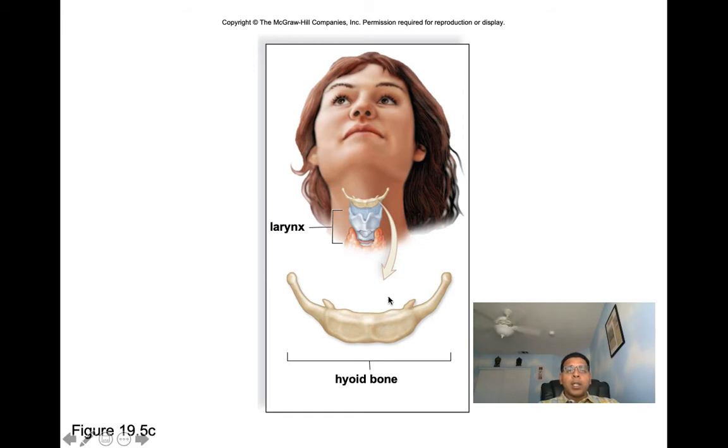So here we can appreciate the hyoid bone. The hyoid bone we said is found on top of the trachea. So we look at it in greater detail. Here you can see it in full-on detail.